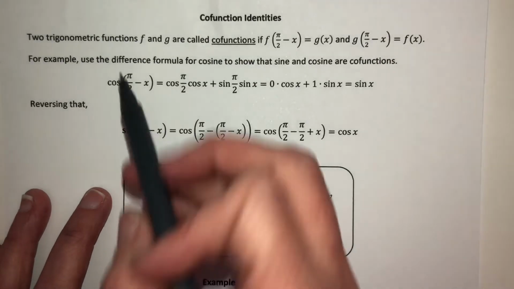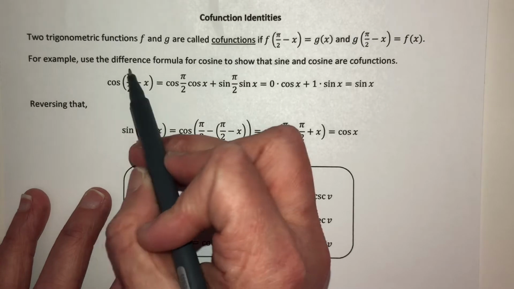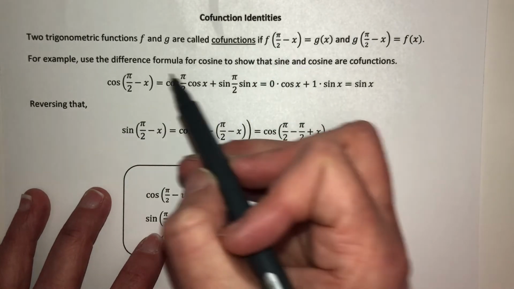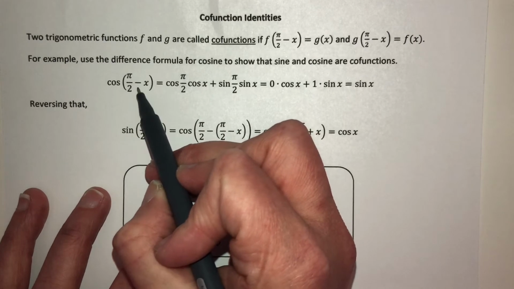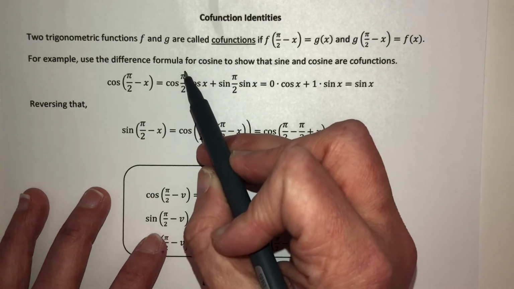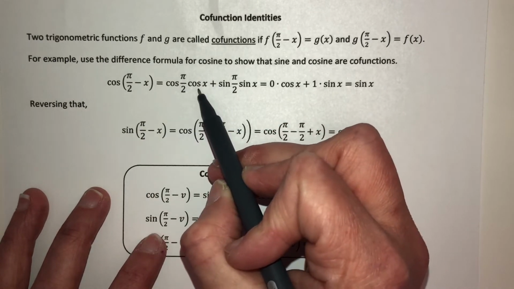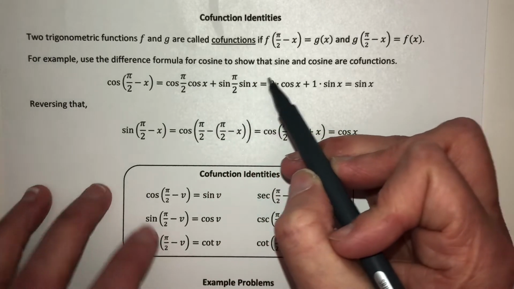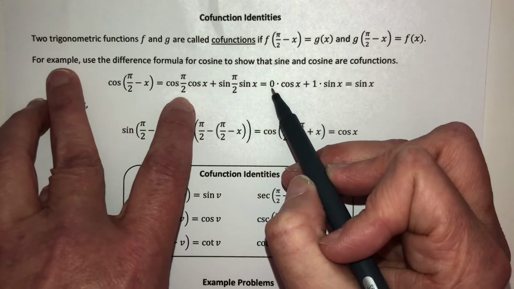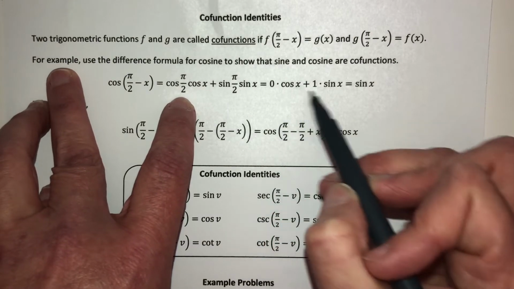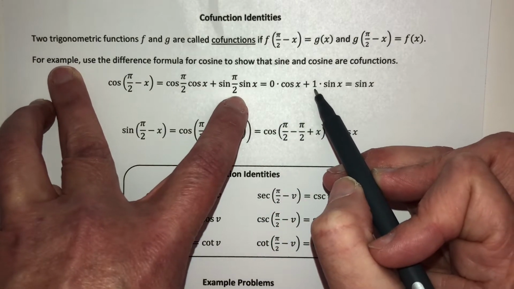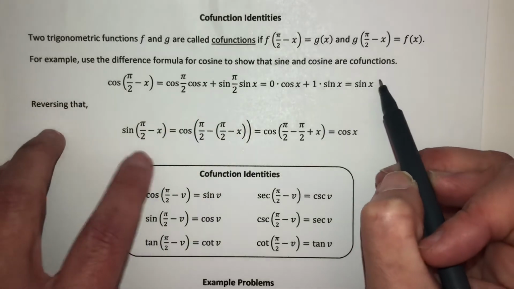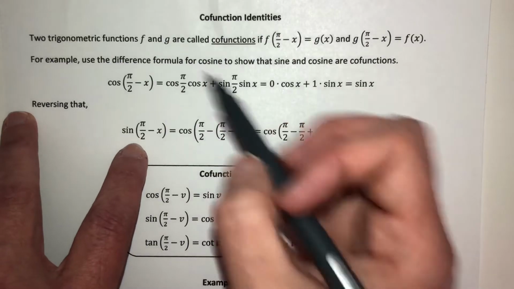So for example, if we write cosine of pi over 2 minus x, which would be the equivalent of one side of this, and we apply our subtraction formula, we get cosine of pi over 2 times cosine x plus sine of pi over 2 times sine x. Cosine of pi over 2 is 0, so that whole term goes away. Sine of pi over 2 is 1, so we simply get sine. And similarly, this works in reverse.